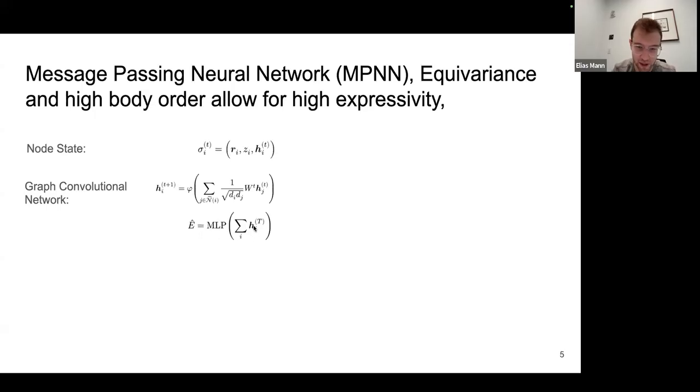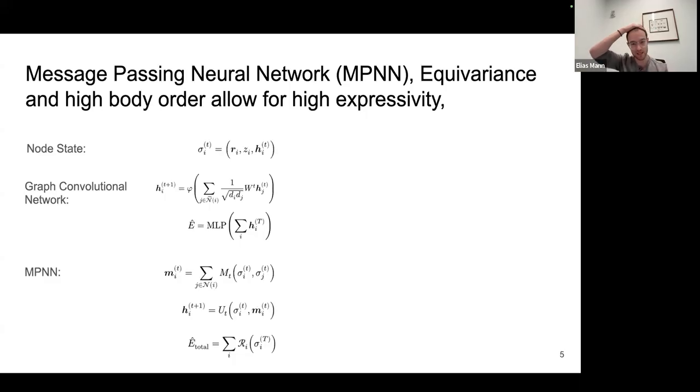You'll take your scalar from this hidden state vector for all of your nodes at your last step, so your last layer in your network, and just regress on some scalar. So a message passing neural network extends this. It's similar, you just have more parameters, a little bit more expressivity here.